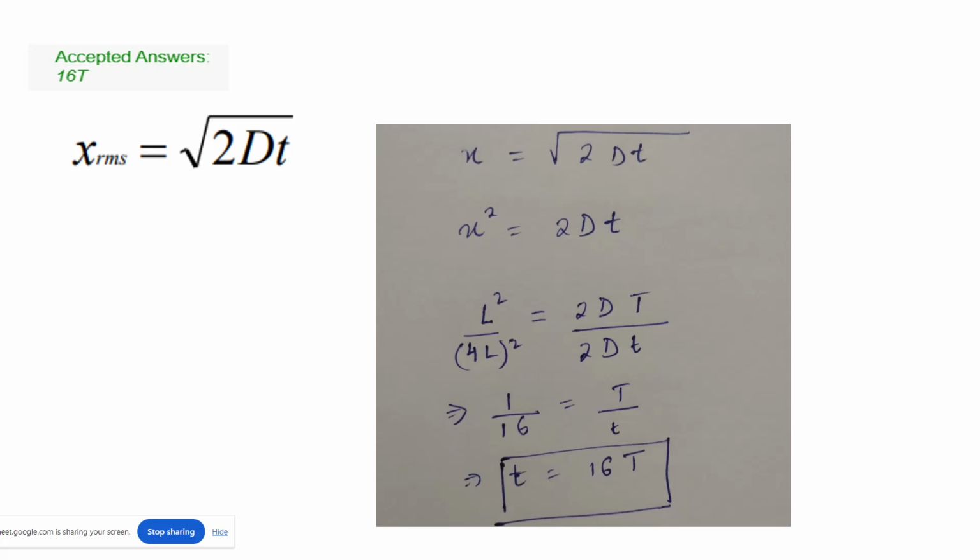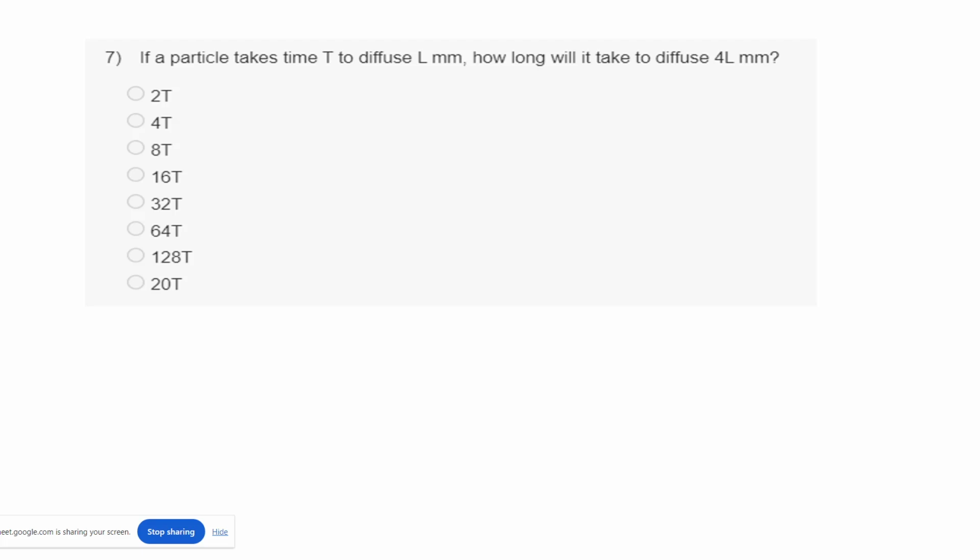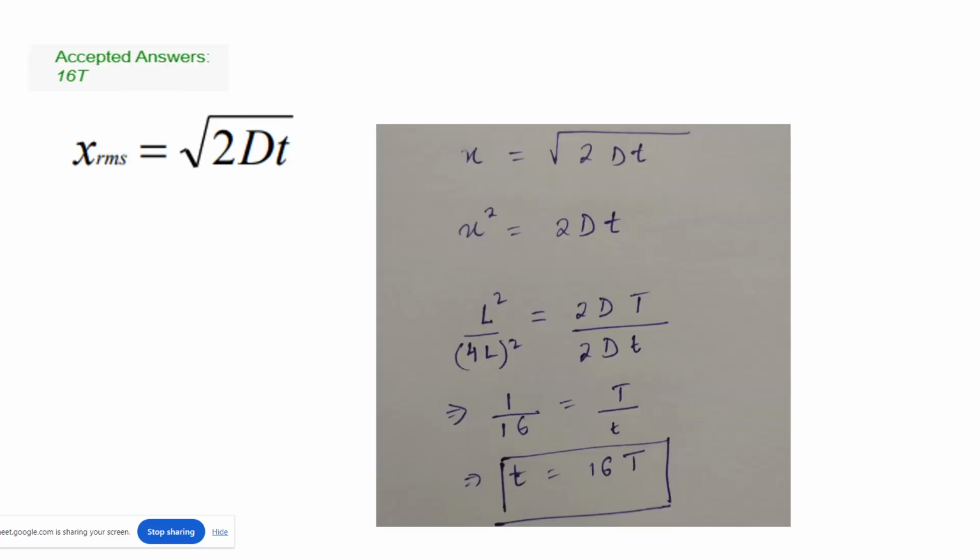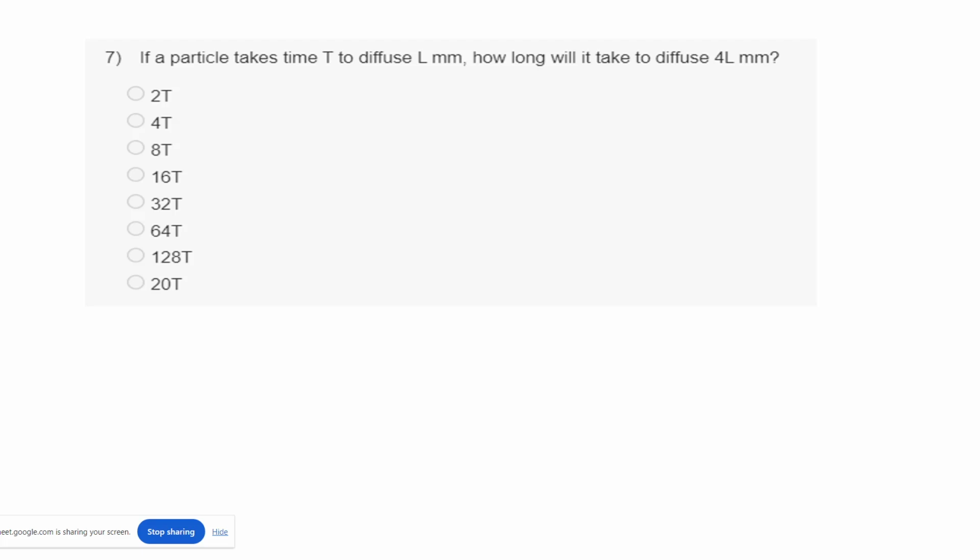It will be 16T. So here the diffusion distance x is equal to the square root of 2Dt. If we follow this equation, we have x squared equals 2Dt. Initially it's L and capital T, and when it is 4L, if you take small t as the time you want to calculate, then it will be 16t. So the fourth option, 16t, will be the correct answer.